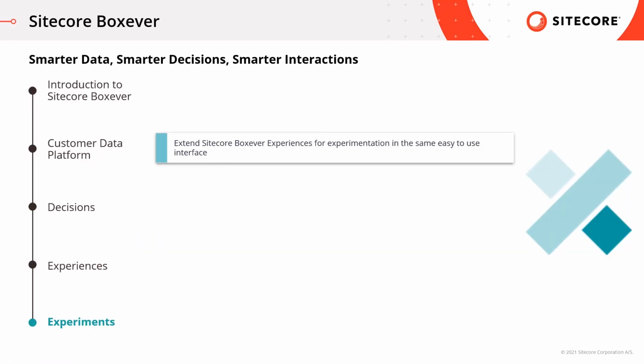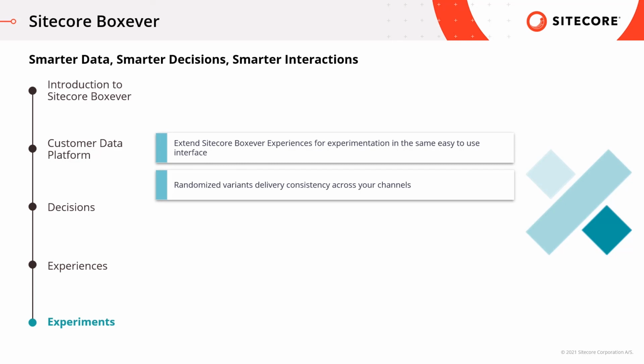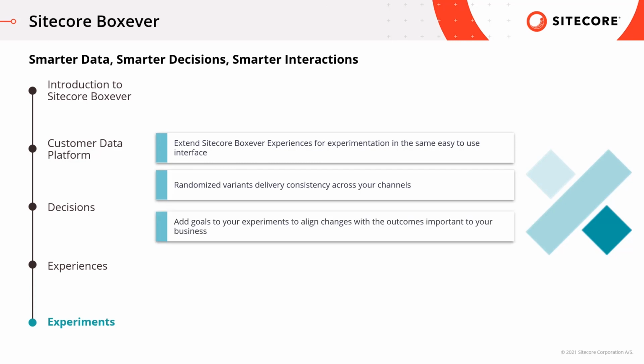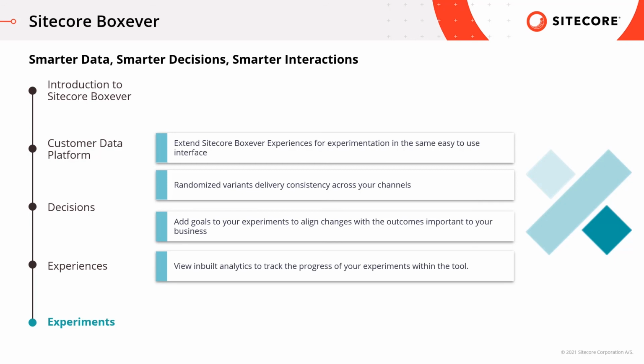Okay, we saw how Sitecore Boxever experimentation builds on top of experiences, enabling technical users to hypothesize and understand impacts of tests. We saw that we can add any number of experience variants and control the distribution. We can add goals so that we can track how changes perform. This is consistent across any interaction on any channel. We also saw how Sitecore Boxever provides reporting functionality within the tool to enable a frictionless learning cycle.